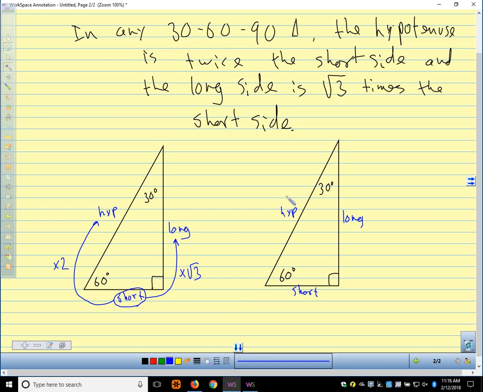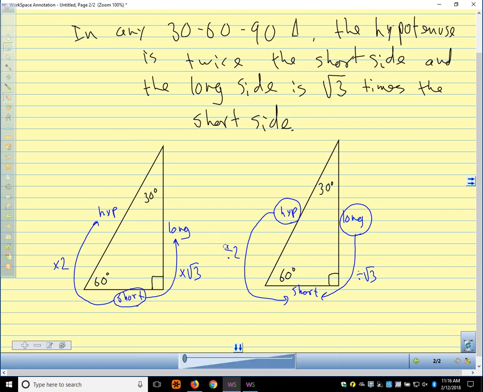And then to go the other direction, we're just going to do the opposite. So what's the opposite to go from the hypotenuse to the short? Divide by 2. And to go from the long to the short, divide by the square root of 3.